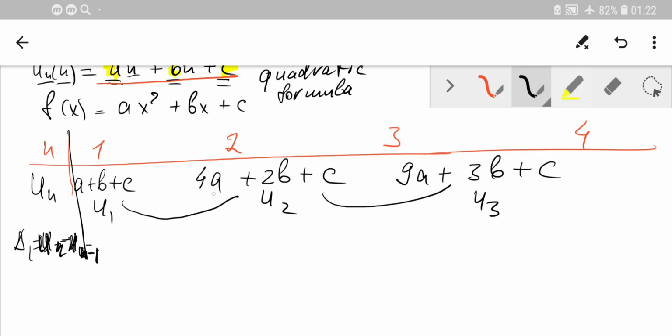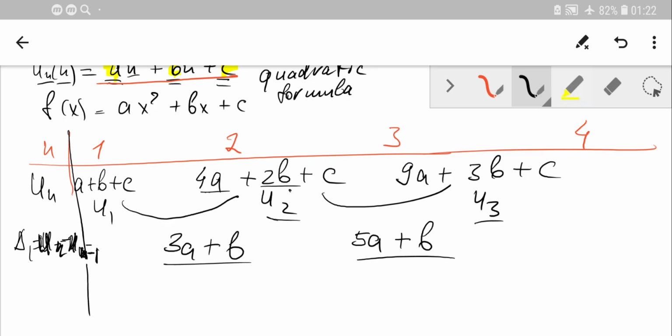All right, let's do it using letters. So 4a minus a is 3a. 2b minus b is b, and c will be cancelled. We'll do the same for u3 and u2. We'll get 5a plus b, and c will be cancelled again. So we calculated the first difference, and we established that it's 3a plus b.